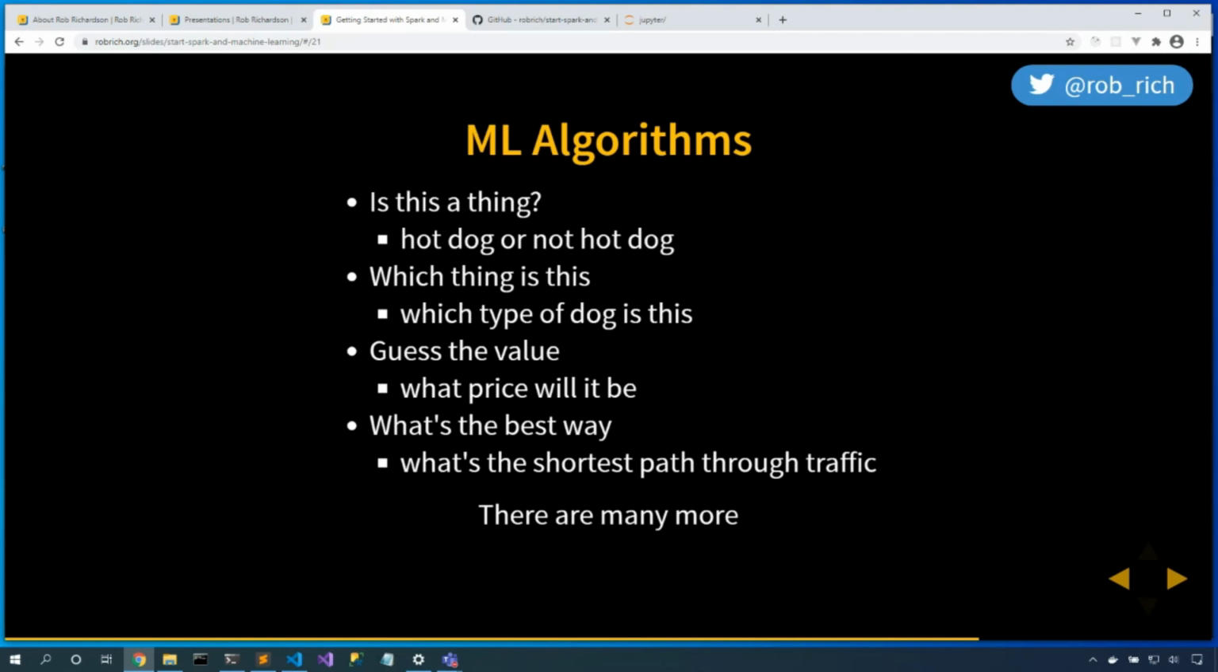Is this a thing? For example, hot dog or not hot dog? In this case, we can get a picture and we can decide if this picture is that thing. Which thing is this? For example, which type of dog is it? Can we break them into categories? Guess the value. So for example, predict what the price might be given market conditions. What's the best way? For example, what's the shortest path through traffic? Each of these are very separate questions, and there are more, but when we can get our questions into these types of questions, then we can start to do it.